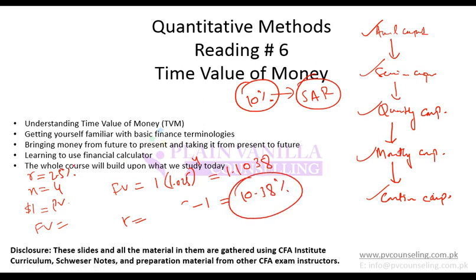So for quarterly compounding, I can change these variables. For monthly, I can change this again. I will use 12 and 10 divided by 12. And for continuous, there will be a different method. For discrete compounding, monthly, daily, and all, I can use this methodology.